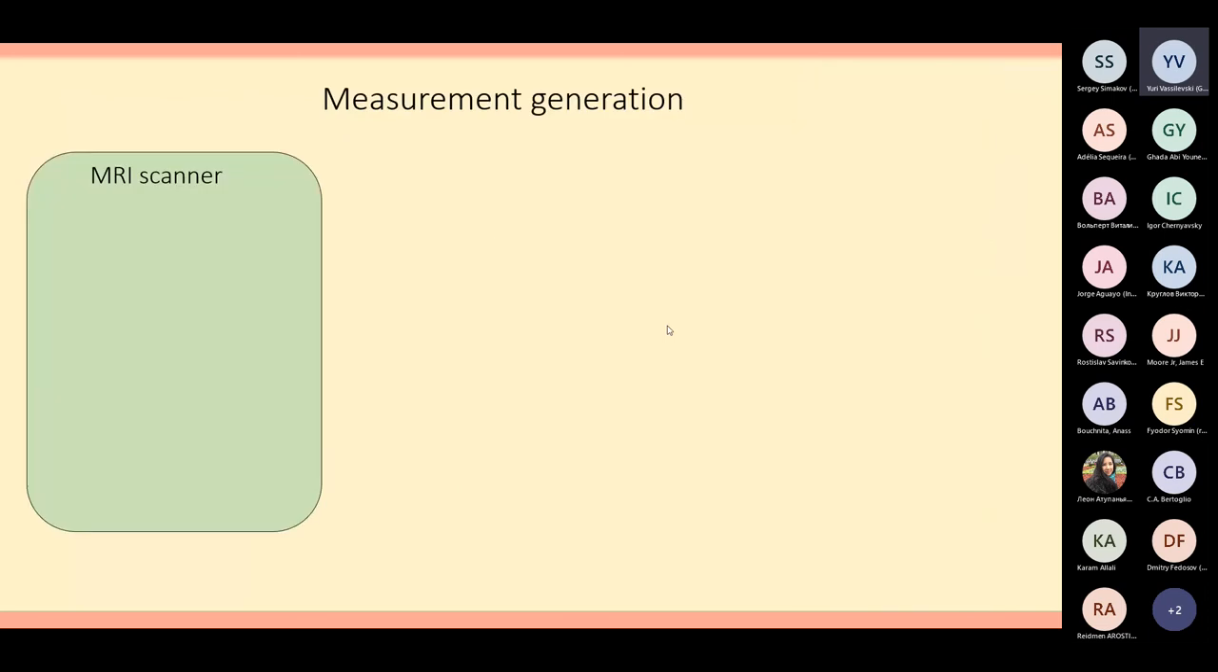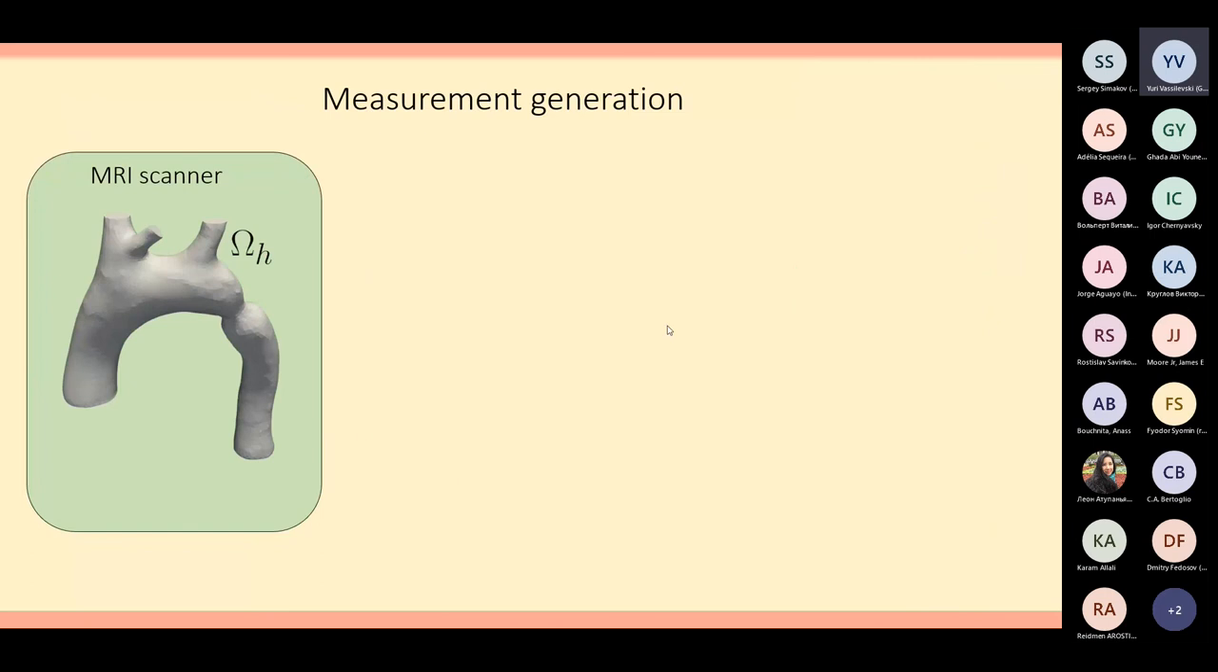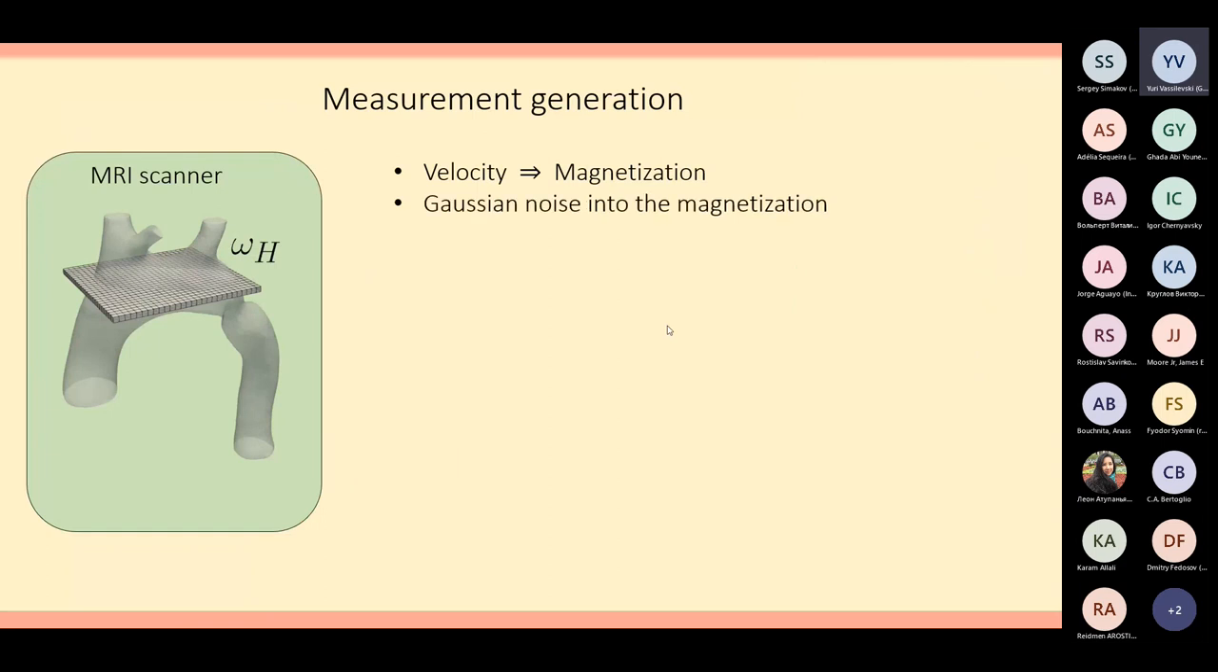So we will put our reference solution into our numerical MRI scanner. We will choose a plane near the supra-aortic branches, or the upper part of the aorta, and then we will interpolate our velocity there. Then we need to move from the velocity that we have to magnetization. We simulate the magnetization, introduce Gaussian noise into it, and vary the VENC parameter in order to have some sets with aliasing and others with zero aliasing. Because the main topic of this presentation is how to deal with aliased data.